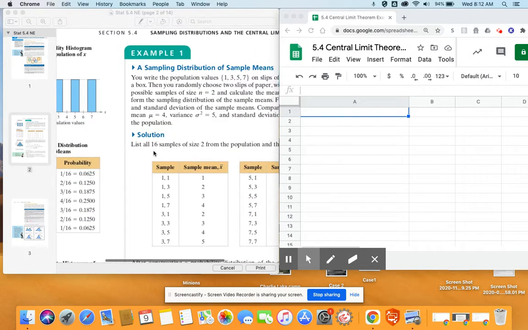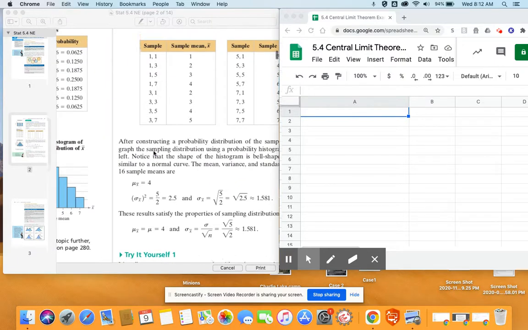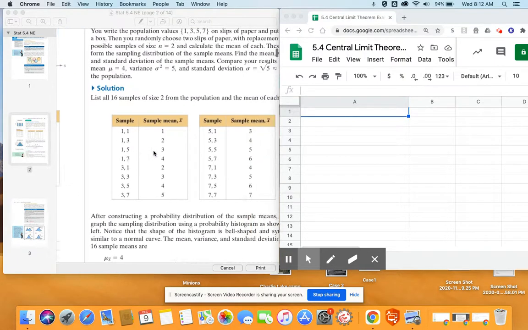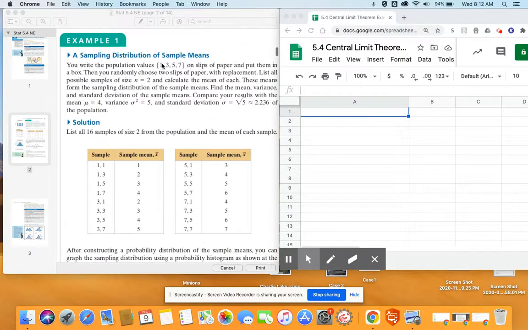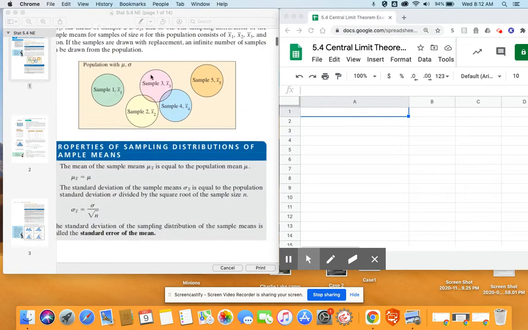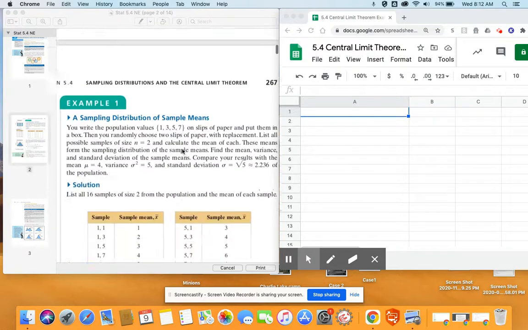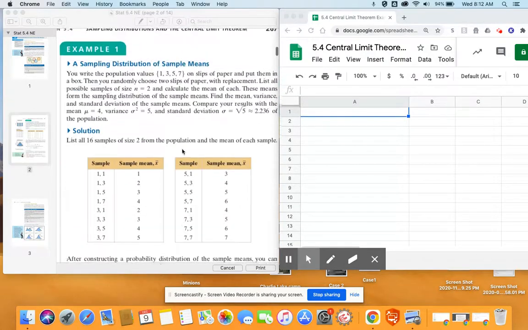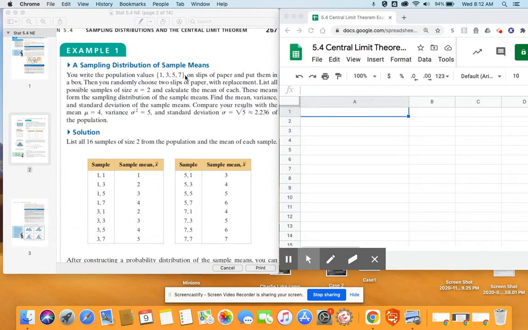Example 1, I asked you to read through it. I didn't ask you to really try it yourself because it's a little tedious. They literally take a data set, 1, 3, 5, 7, and they take a sample size of 2 out of it. So 1 and 1, 1 and 3, 1 and 5, 1 and 7, and so on. And they calculate the mean of each one of those samples, just like this diagram up here. Each sample has its mean. If you add these 4 numbers up and find a mean, you're going to get 4.